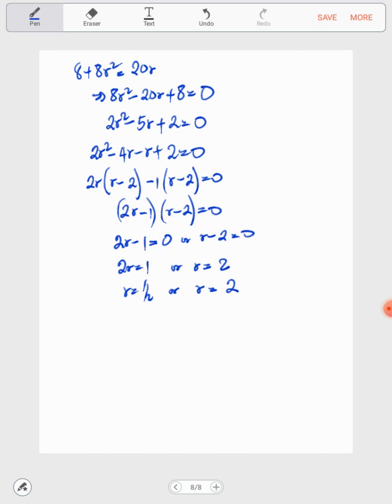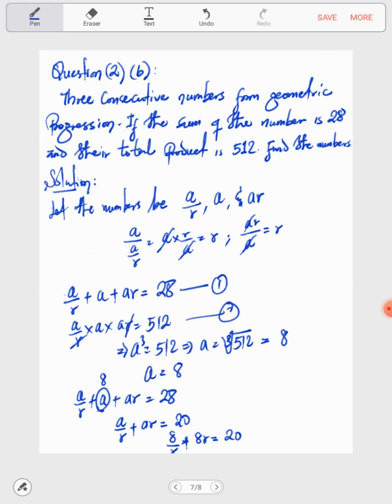You may actually want to check. Recall the terms were a over r, a, and a r. If I'm using r equals 1 over 2, 8 divided by 1 over 2, the first term will be 16. The second will be 8, and the next one will be 8 times 1 over 2, that's 4. Now 16 plus 8 is 24, plus 4 is 28, which gives the sum, just as it was said.